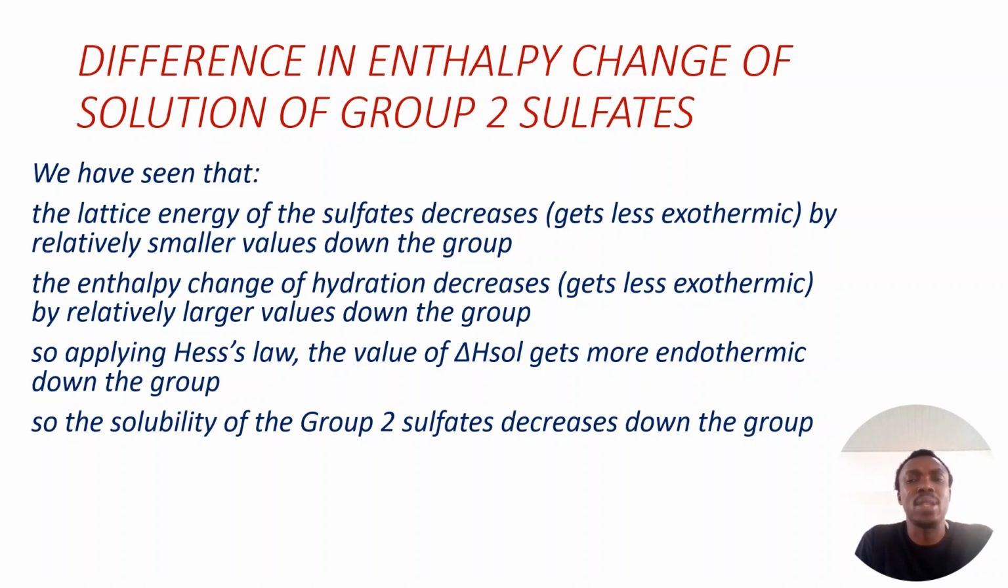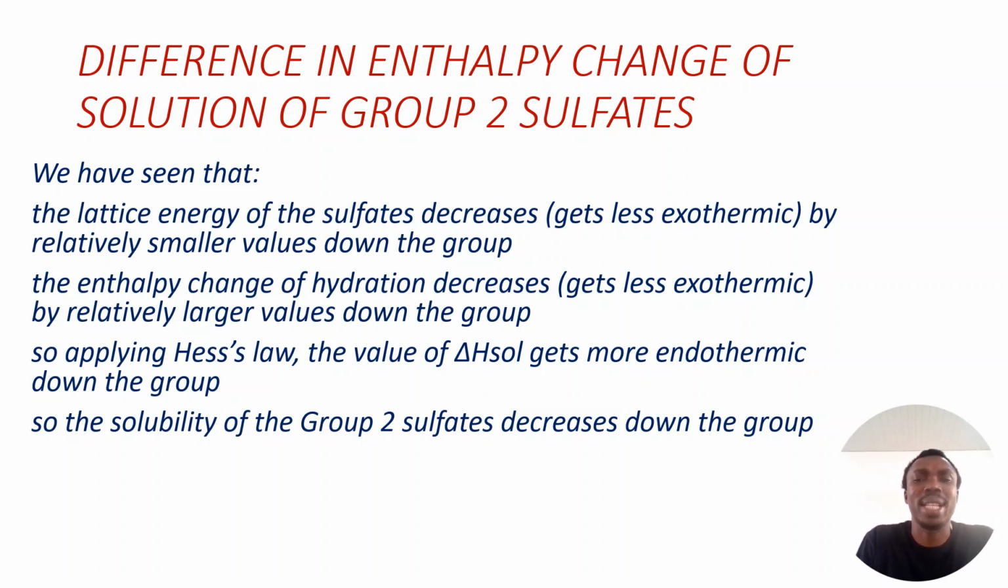And we are meant to understand that the size of the cation and also the anion all affect the lattice energy. So this makes the lattice energy of the group 2 sulfates decrease by relatively small values down the group. Now the enthalpy change of hydration also decreases, getting less exothermic by relatively larger values down the group. And the reason is that it is the size of the cation that affects the enthalpy change of hydration.